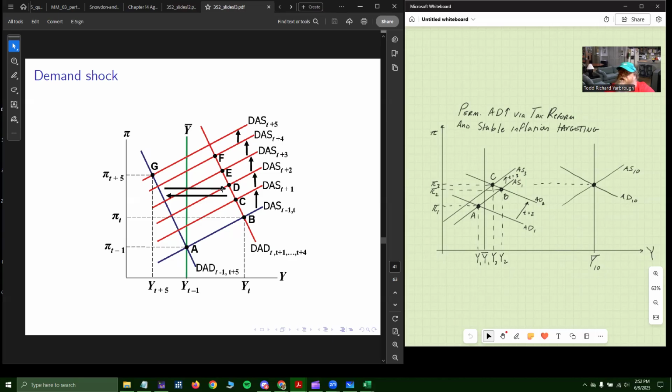So I have here permanent aggregate demand increase, and I'm putting here via tax reform. I put tax reform here because there have been multiple examples of stated permanent tax cuts. We call them tax reforms, but they're almost always tax cuts. So Kennedy had permanent tax cuts. Reagan had permanent tax cuts. So those were at least two examples of tax cuts that were in no way meant to be temporary.